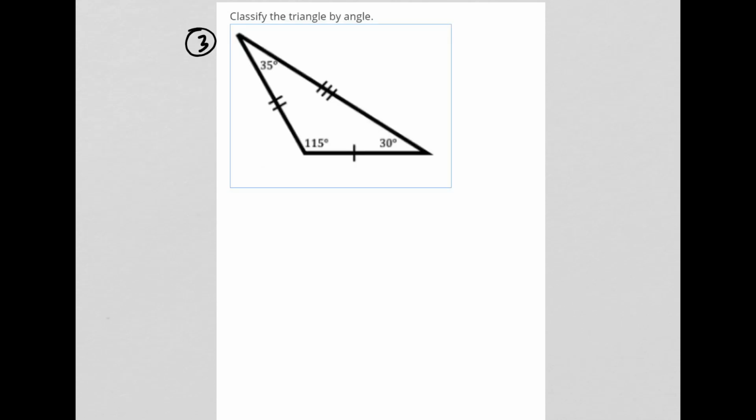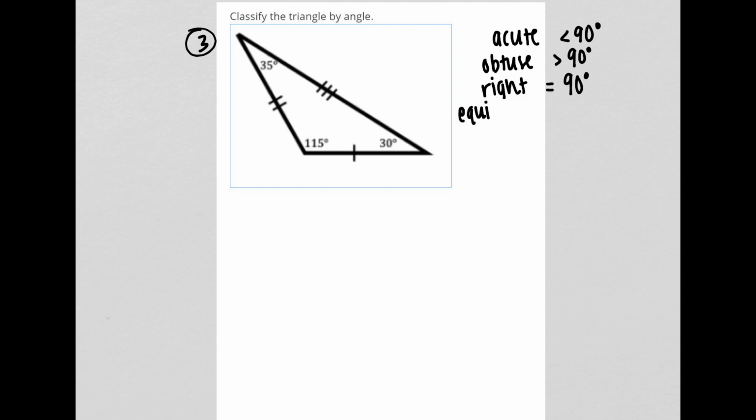So when we classify by sides, we have 3 classifications. When we do it by angle, we have 4. The first one is acute, and that's when all the angles are less than 90 degrees. The next one we have is obtuse. That's when we have an angle greater than 90 degrees. We have a right triangle, which is when we have an angle that is equal to 90 degrees.